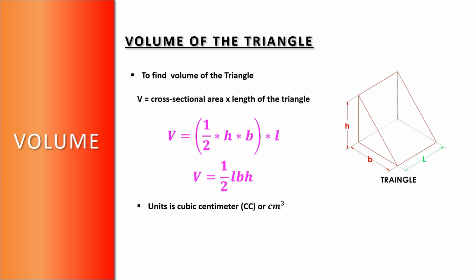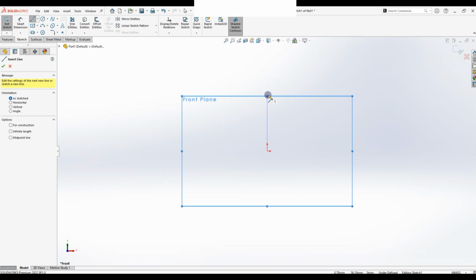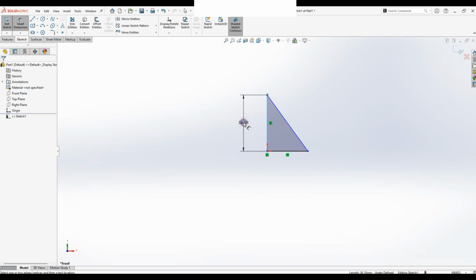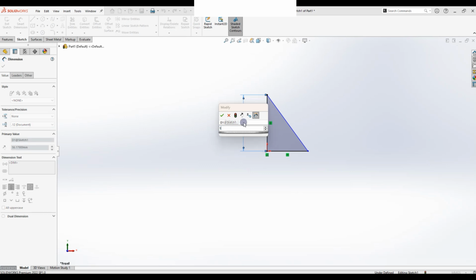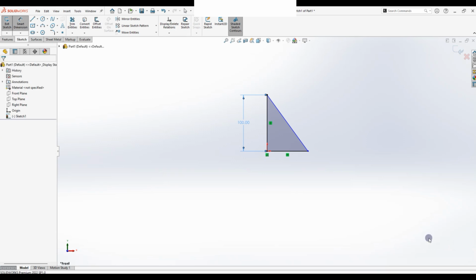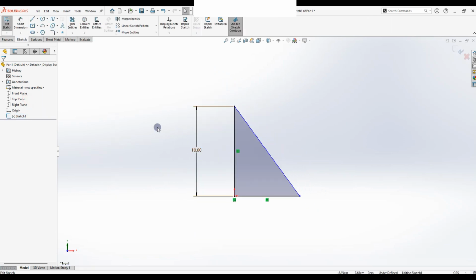So let's see in the CAD tool as well as theoretically what value we will get. Let's find out the volume of the triangle in SolidWorks CAD tool. Selecting the front line, taking line and sketching the triangle profile. Here height is 100 mm. So I'm changing the MMGS to CGS system. Again going to edit the sketch. So now it is 10 centimeter.